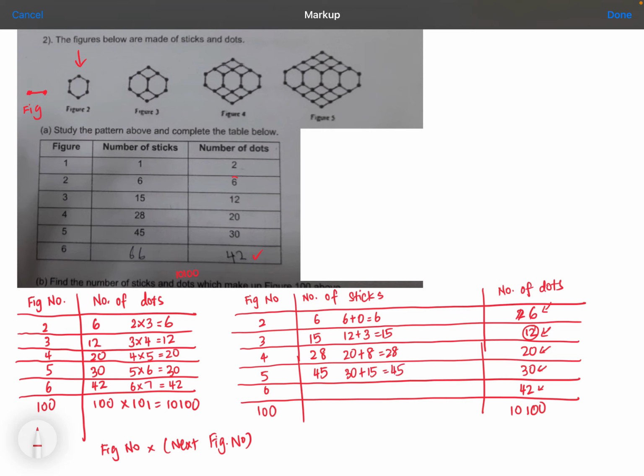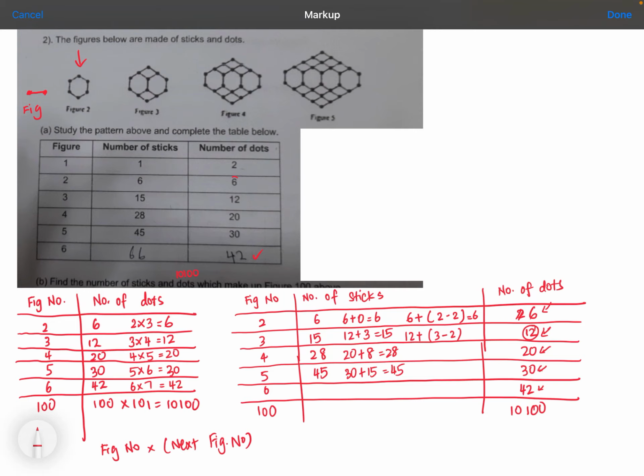Then some of you might be thinking, how do I get the numbers 0, 3, 8, and 15? Okay, let's see how I do it. If I have 6 plus the figure number minus 2, I will get 6 plus the figure number minus 2. So let's see, I will get 12 plus the figure number minus 2.